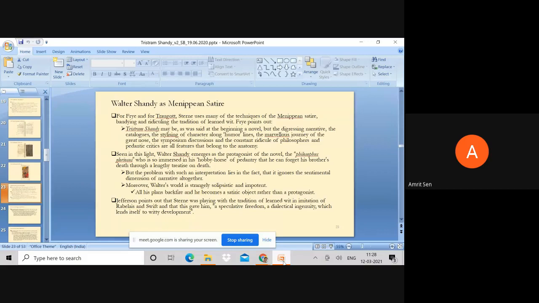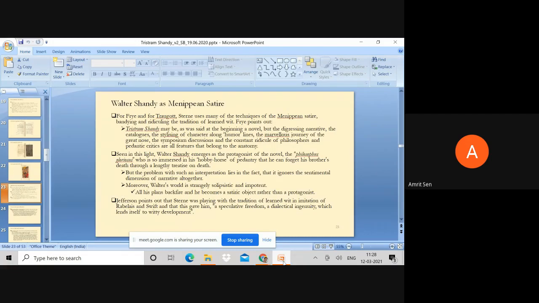And in doing so, in Walter Shandy, Sterne is, as I pointed out, attacking the idea of the pedantic scholar, the philosophus gloriosus, right? Who is so immersed in his hobby horse that he can forget his brother's death through a lengthy treatise on death. So every time Walter Shandy comes to a particular experience, he tries to formulate an idea about it.